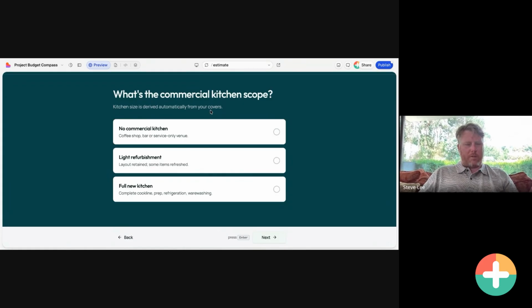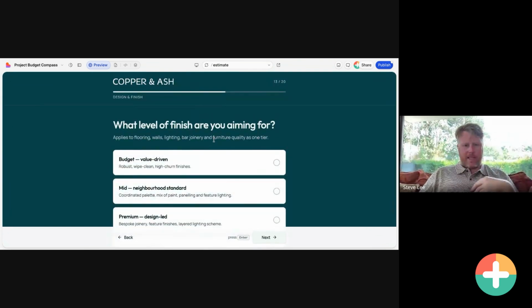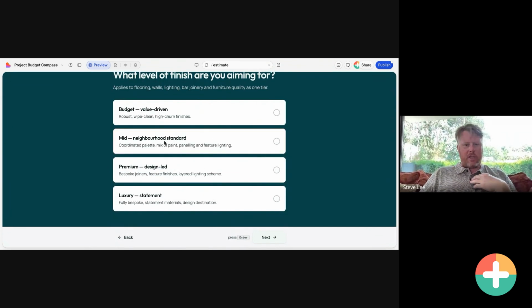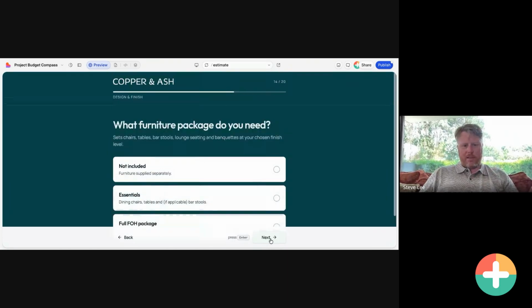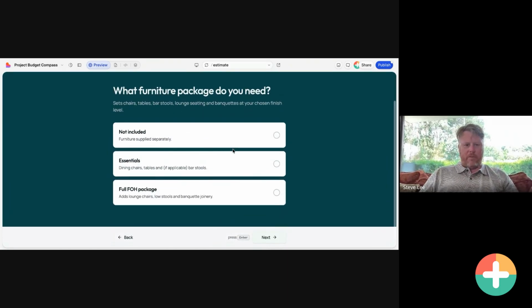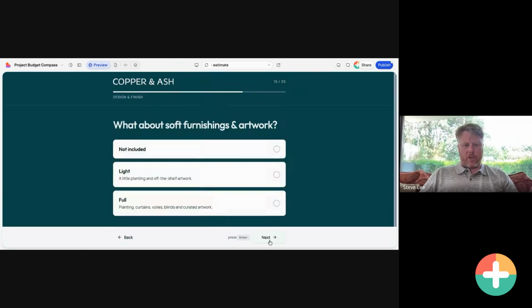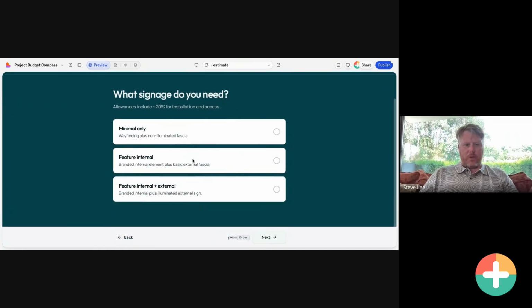Kitchen size is derived automatically from your covers. So basically the fact that we put in 100 odd covers will dictate how big the kitchen needs to be. So it's going to need a light refurbishment of the kitchen in this particular case. And the level of finish we're using is neighborhood standard mid for this particular example. Furniture package, we're going to go for essentials. Soft furnishings and artwork, we're going to go light. Signage, we're going to go feature internal.